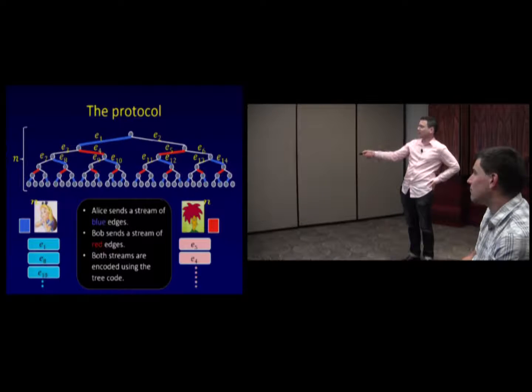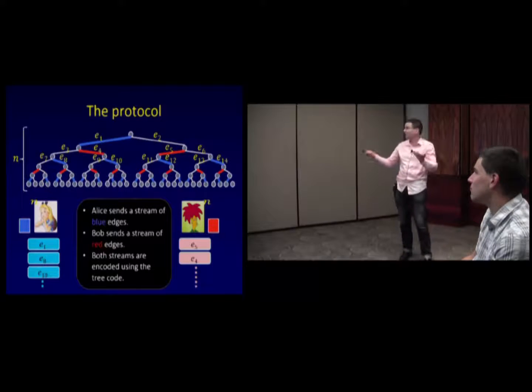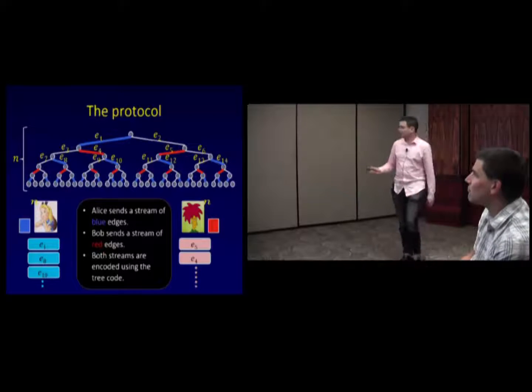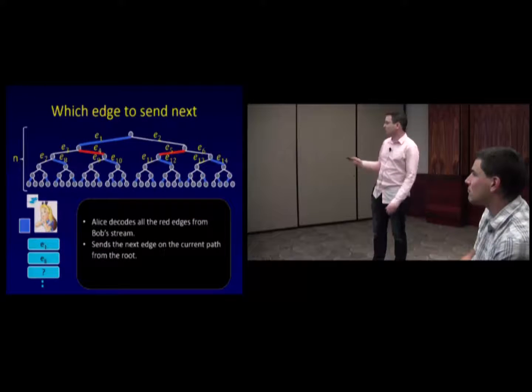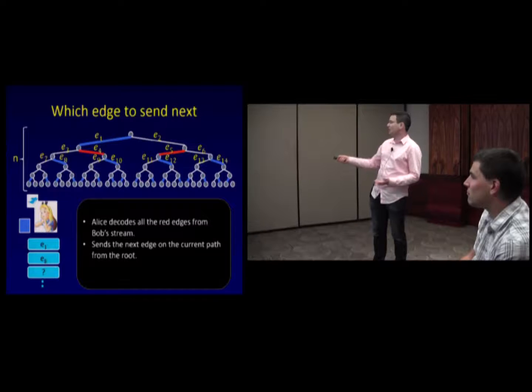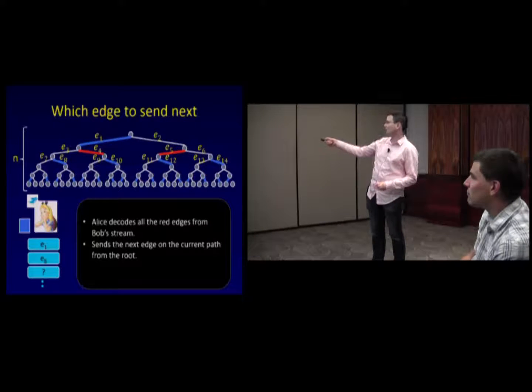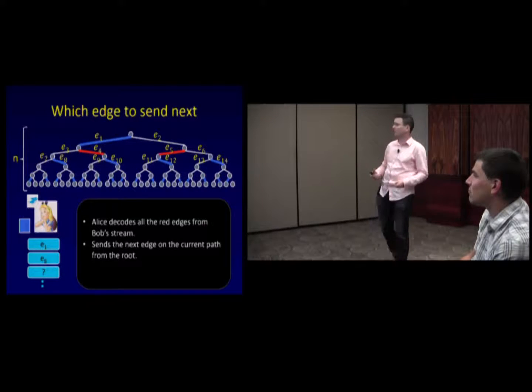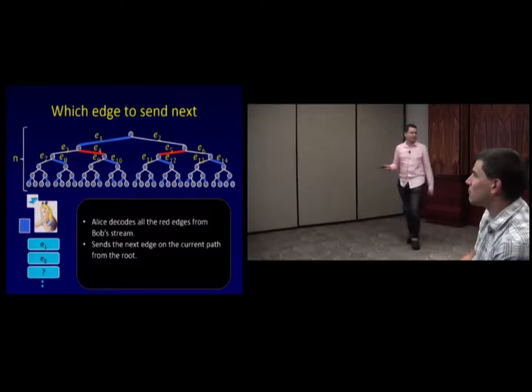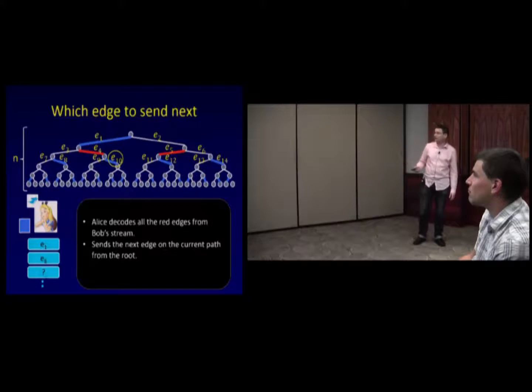So for example, Alice sends E1, Bob hears E2, so he sends E5. But remember, this is not go left, this is the whole edge E5, so it's not wrong. It's just not relevant because eventually, once he realizes it's E1, he sends E4, and they're back on track. So both streams are encoded using tree codes, and at each step, Alice decodes the red edges she has from Bob's stream and tries to continue. So in this case, what's the next edge she puts on the stream? E10. E10.